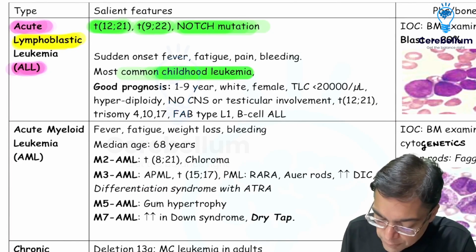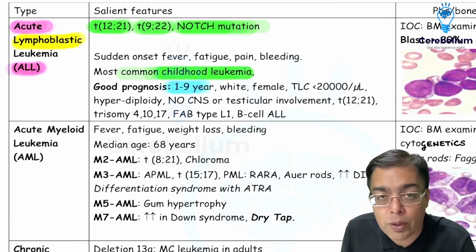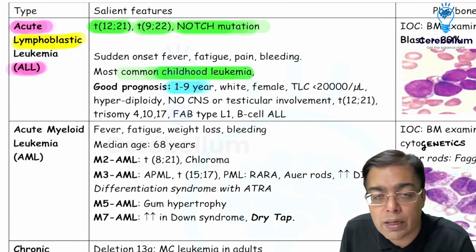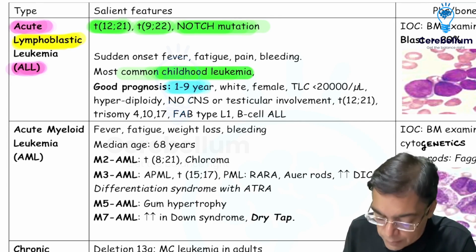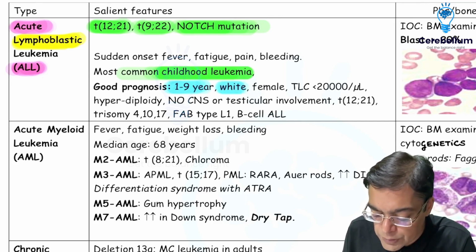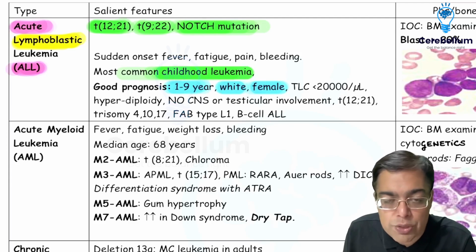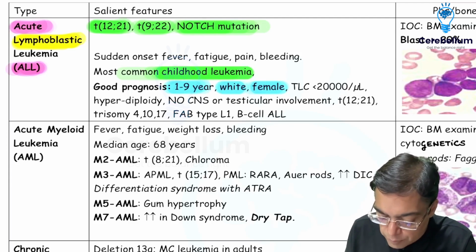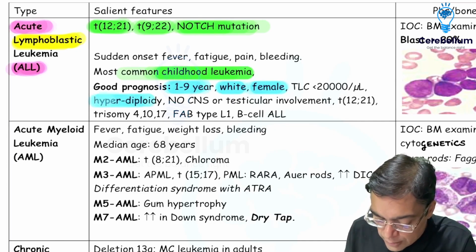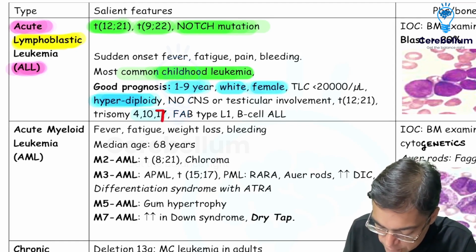The good prognostic factors for this kind of cancer include patients with an age anywhere between 1 to 10 years; less than 1 year and more than 10 years, the prognosis happens to be bad. By race, white patients are going to have a better prognosis. Females do better in comparison to males. When the tumor load is less, when the blast count is less than 1 lakh, that's when it is better. Whenever there is hyperdiploidy, and whenever you have trisomies 4, 7 and 10, that's what you need to remember over here. So trisomy 4, 7 and 10.